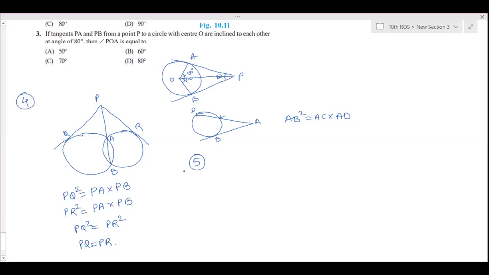Anyone has a doubt in fifth one? Ma'am, I got it, but I'm not sure if the way I did is correct. Same, ma'am. Even I got it, but same as her.